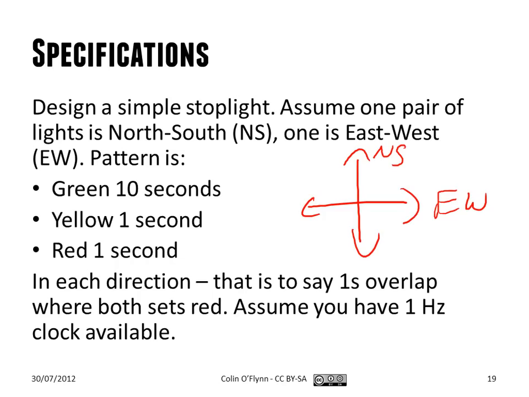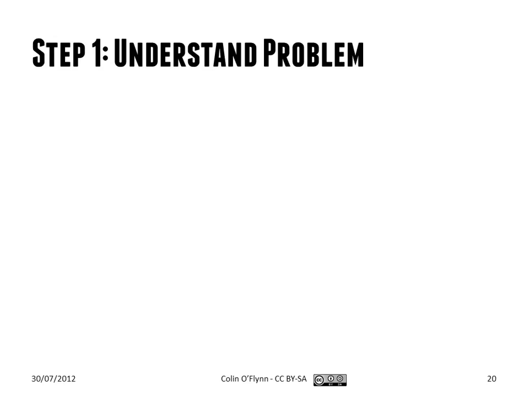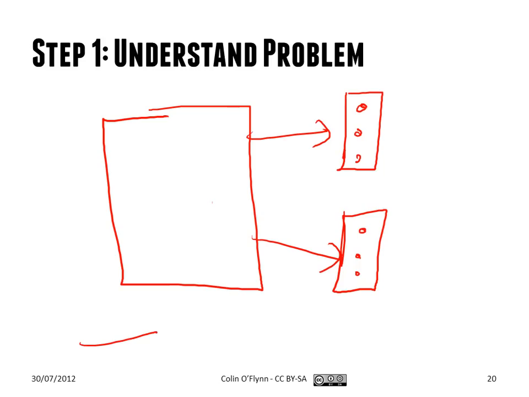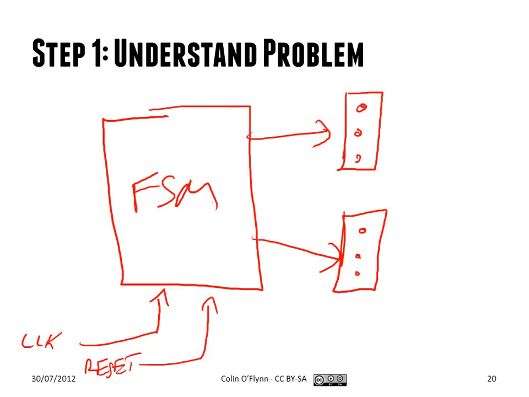So we'll go through the design process of this exact one. So understand the problem. At this point, you can start to think about what we have available and what we need. So we have to drive some lights. We have to generate this block here. We have some clock input and maybe reset. And within here, we have to have the finite state machine, FSM.